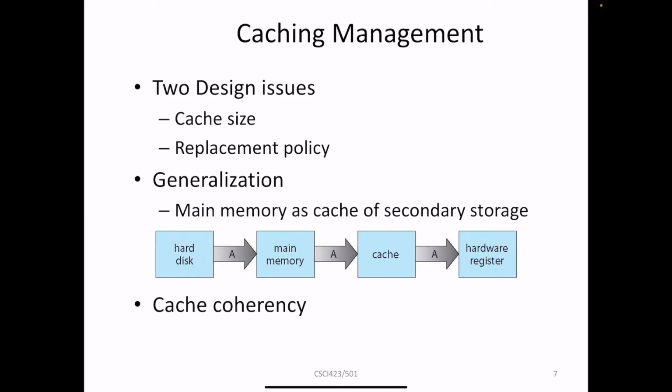Another important management related to memory and storage is cache management. If you still remember the storage hierarchy, which allows us to apply the caching mechanism there, who should manage the caching mechanism? Actually, the operating system should. There are two major design issues which we need to consider: the cache size and the replacement policy.